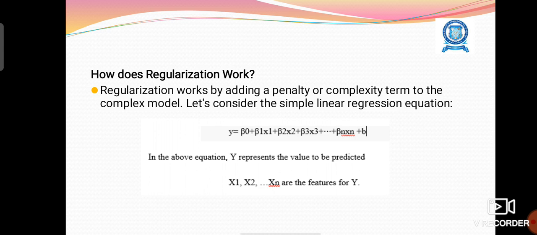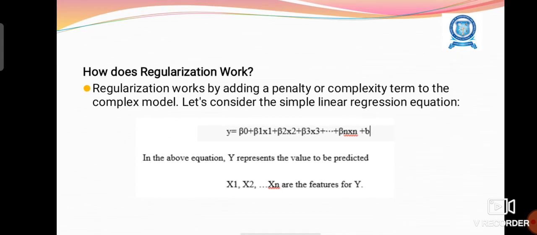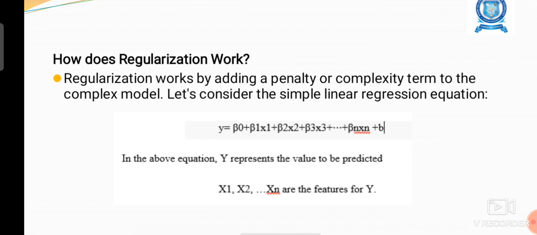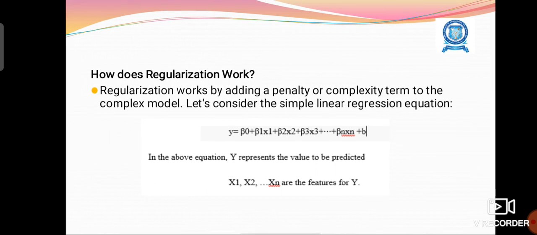Regularization works by adding a penalty or complexity term to the complex model. Let us consider the simple linear regression equation y equal to beta 0 plus beta 1 x1 plus beta 2 x2 and so on, and finally one b value will be added. In the above equation, y represents the value to be predicted. x1, x2, xn are the features of y, that is y will be calculated from x1, x2 up to xn.